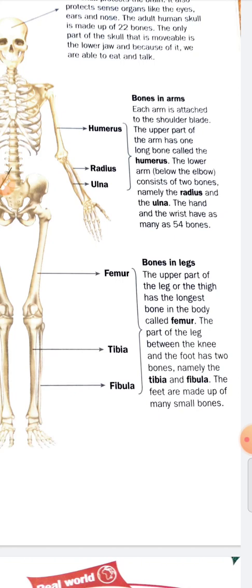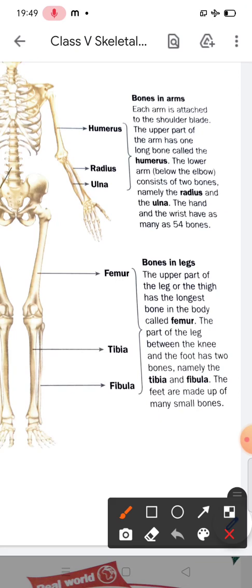in the arms. You can say that the arm is divided into 2 parts. This is the upper part and this is the lower part, and this upper part of the arm is attached to the shoulder blade, you can see, and this upper part of the arm has a long bone that is called humerus. And now students, this is the lower arm, and this lower arm is present below the upper arm. And students, you can see here there are 2 bones present, radius and ulna.